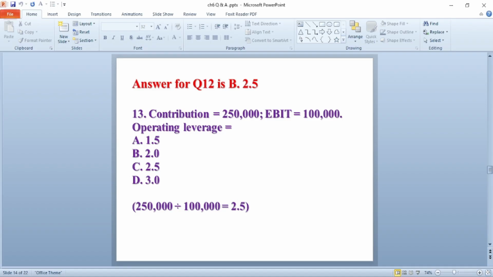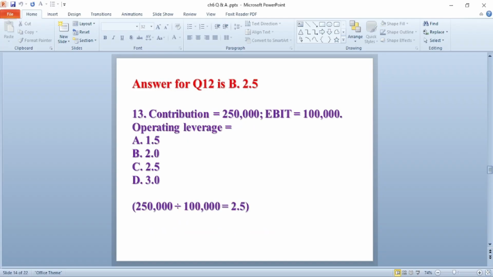Question number 13. Contribution is equal to 250,000, earning before interest and tax is 100,000, operating leverage is equal to this contribution 250,000 divided by earning before interest and tax 100,000, which is equal to 2.5. So the answer is C.